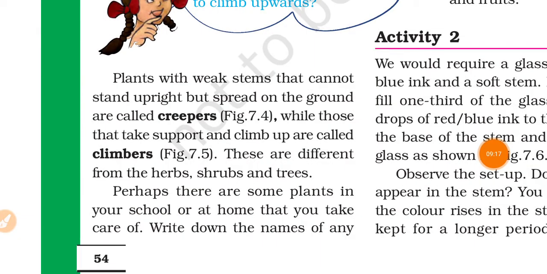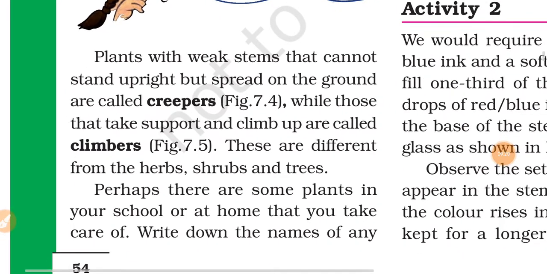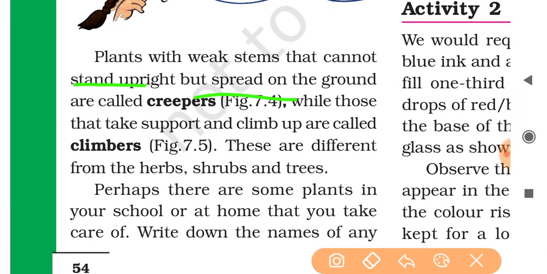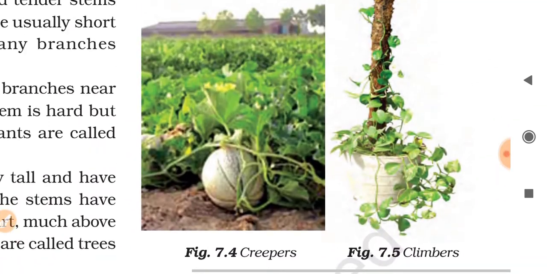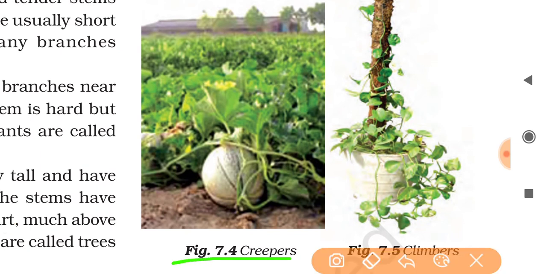One more thing you have to know, that plants with weak stems that cannot stand upright but spread on the ground are called creepers. Okay, 7.4 is the figure. While those that take support and climb up are called climbers. These are different forms of herb, shrub, and trees. Okay, you can see 7.4 and 7.5. These are the figures. Okay, so these are creepers, like cucurbits.